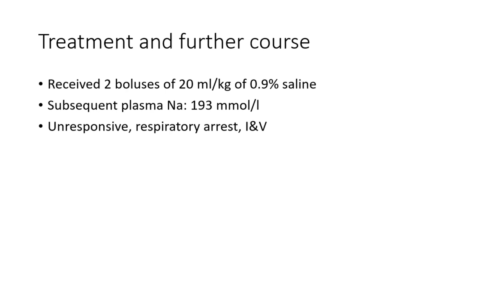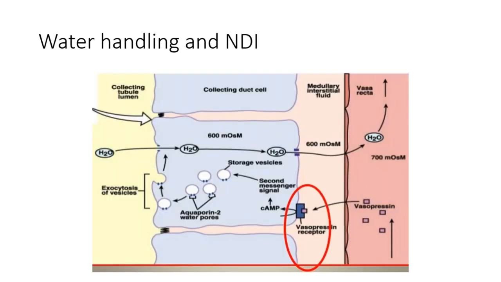And I want to go a bit into this pathophysiology about DI and water handling in our bodies. So this is how we handle water. You can see here that this is a collecting duct cell, and this is antidiuretic hormone or vasopressin. So when our brains detect an elevated plasma osmolality, we release from our pituitary gland antidiuretic hormone or vasopressin.